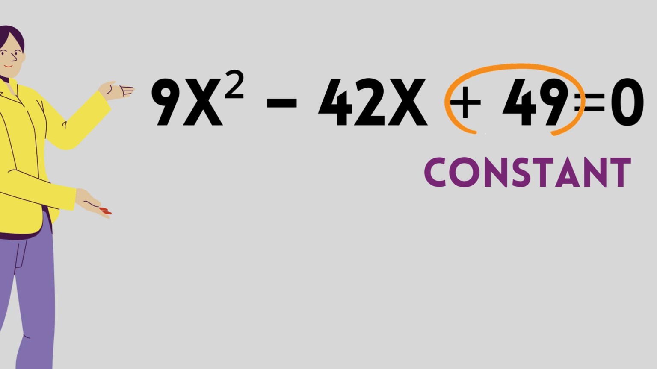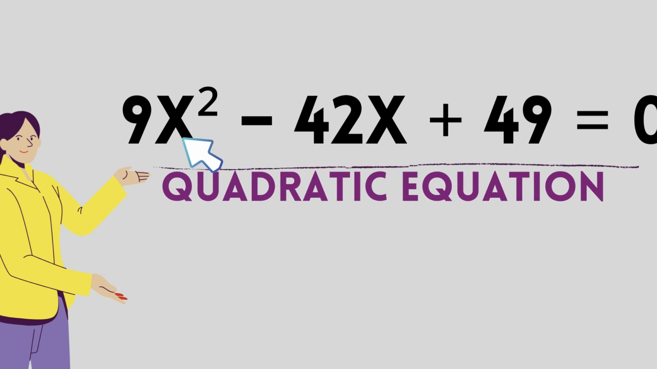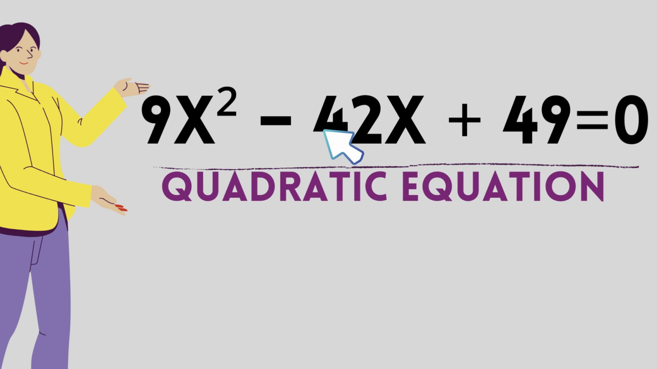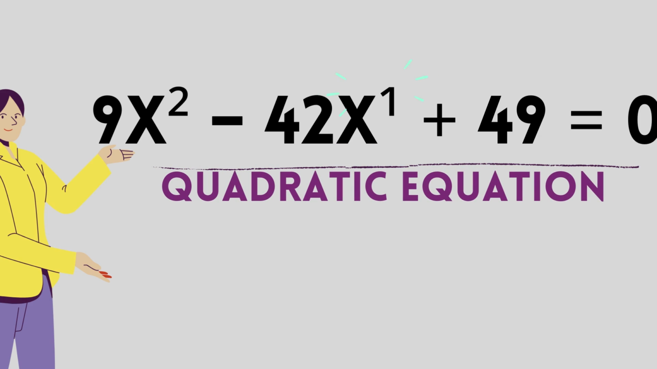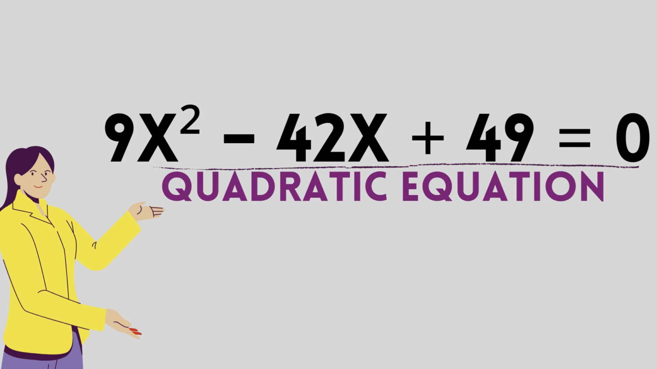Now, let us go a step higher. Here, you can see in the equation the highest power of the variable is 2. By highest power, I mean the greatest power that a variable has in an equation. Here, the variable is x, and in the first term, that is 9x square, the power is 2. The second term is minus 42x, and we can see the power of x in the second term is 1. And there is no other term containing the variable x.